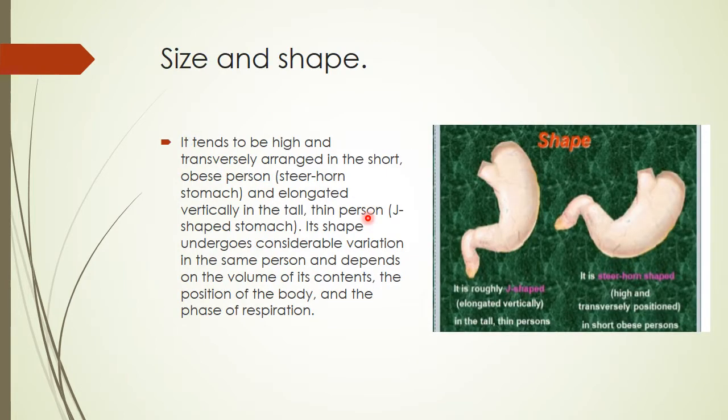It tends to be high and transversely arranged in the short obese person when it is called steer-horn stomach, and elongated vertically in the tall thin person when it is called J-shaped stomach. Its shape undergoes considerable variation in the same person, and it depends on the volume of its contents, the position of the body and the phase of respiration.